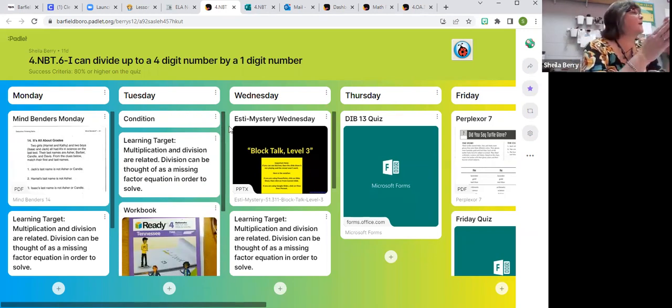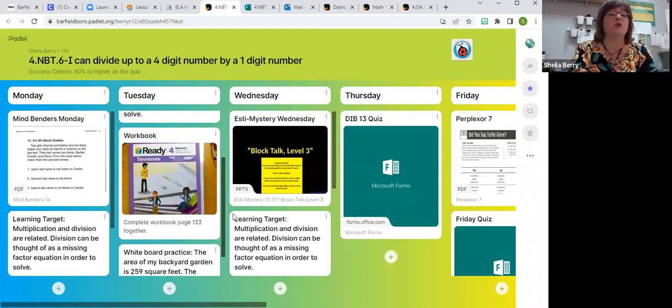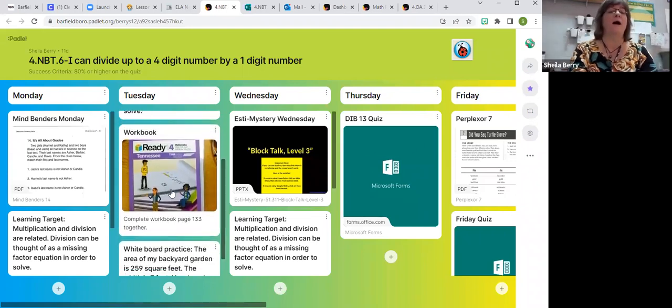Today, we're going to be talking and reviewing multiplication and division being related and thinking of division as a missing factor. We have been doing this all year, so this is a good review. We're going to take some notes in our journal, and hopefully we will have time to begin looking at page 133 in our workbook. We're not going to tear that out. So this is something we're going to keep in there because we're not going to do it all today, but we may get started. So let's go ahead and open up our journal.